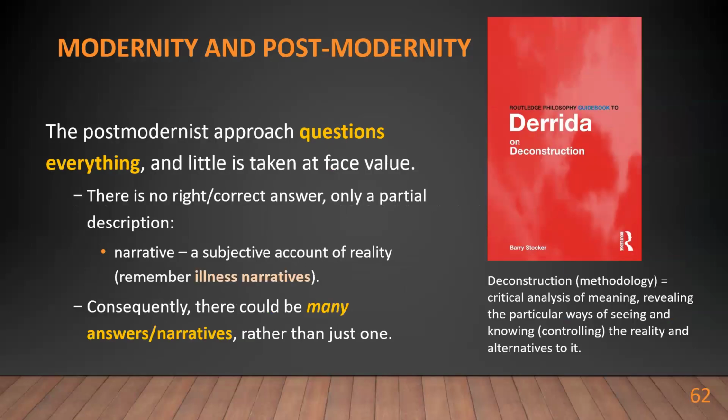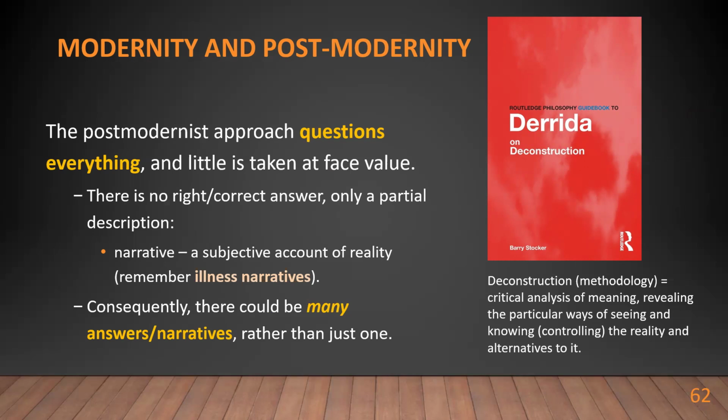Modernity and postmodernity question everything, and little is taken at face value. There's no right, correct answer, only a partial description. So, narrative, a subjective account of reality instead of facts. And now you can remember illness narratives as another example of those subjective narratives. And consequently, because there are many narratives, the idea of truth multiplies.